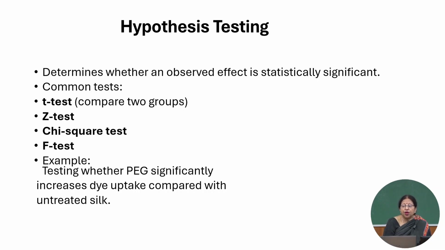Testing whether PEG significantly increases dye uptake compared with untreated silk. That means you are trying to tell that PEG is helping. But how will you say unless and until you have a control of untreated silk? So when you compare the untreated with PEG treated silk fabric, you see how and why and if at all there is an increase in dye uptake.